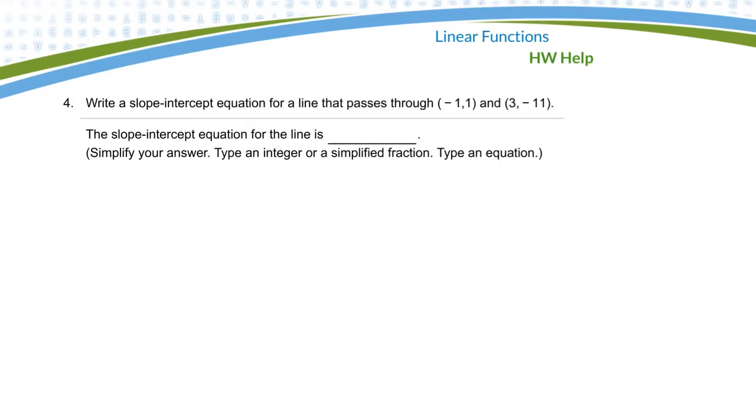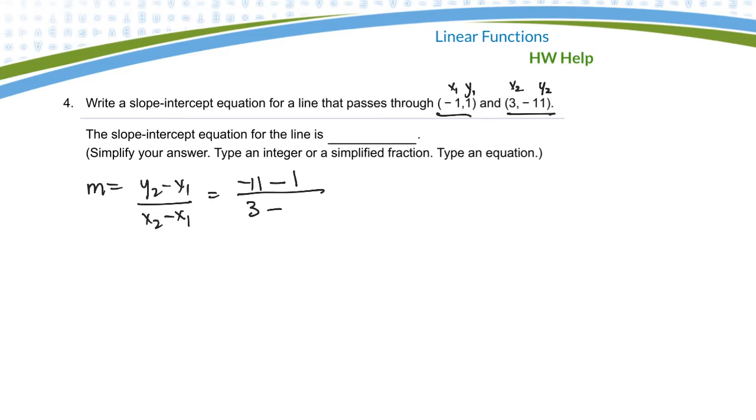Okay, next question. Write a slope-intercept equation for a line that passes through these two points. So I first have to figure out my slope. So slope is y2 minus y1 over x2 minus x1. So this is x1, y1, x2, y2. So y2 is a negative 11 minus y1 is a 1, over x2 is a 3 minus x1 is a negative 1. Careful you don't make mistakes on those minuses. Negative 11 minus 1 is a negative 12.